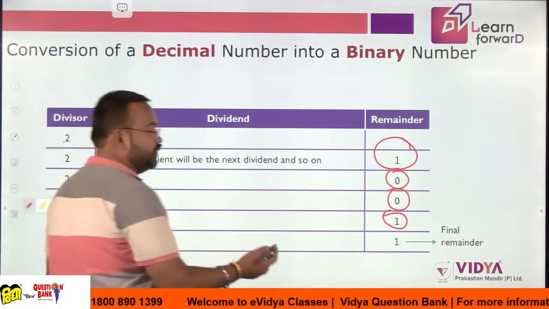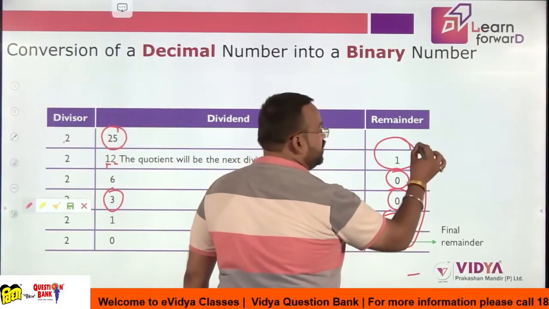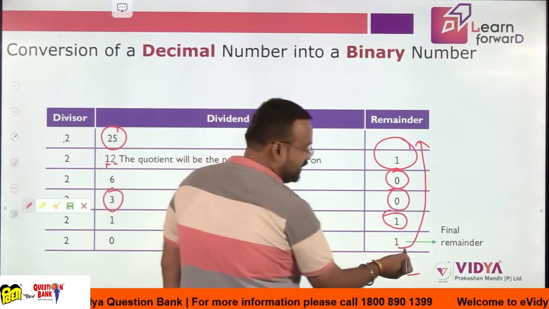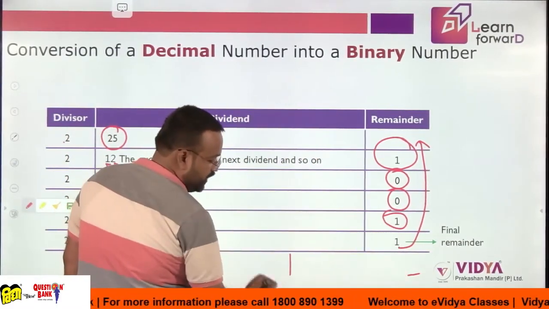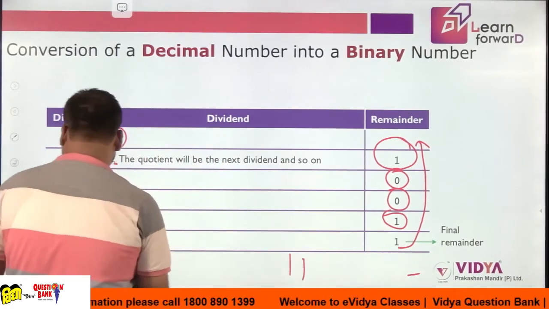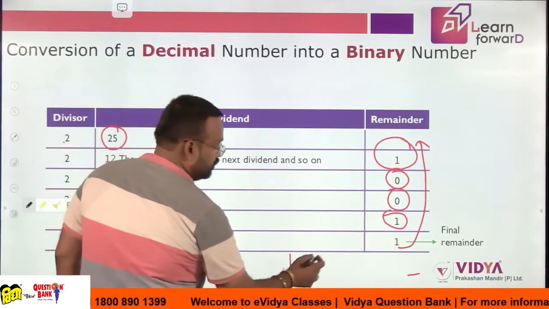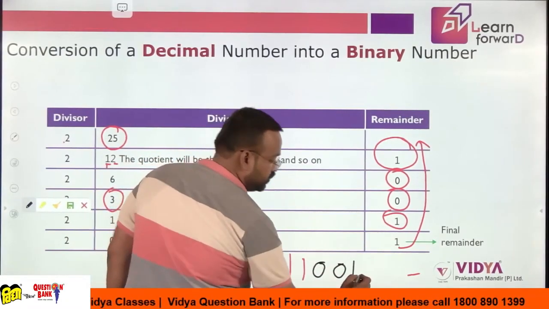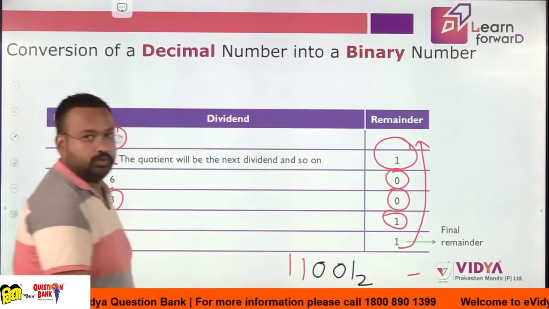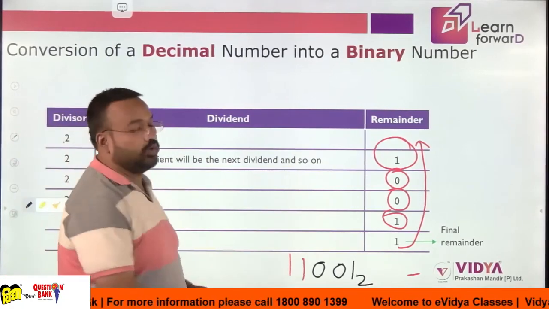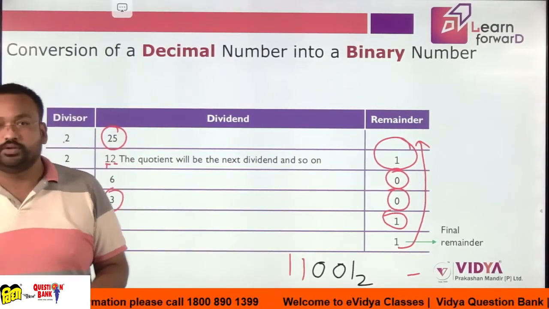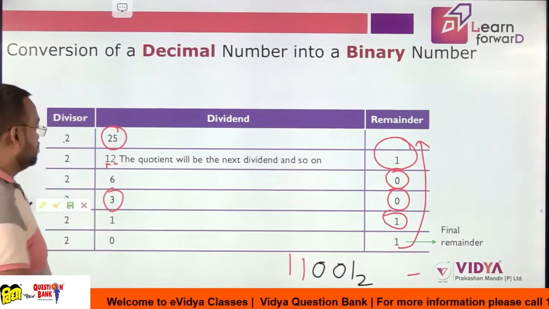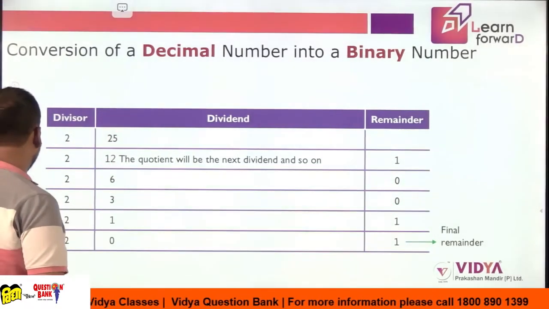Now what you have to do is write your number in reverse order. So that means we will start writing from here. So 1, 1, then we would have 0, 0, 1. So base 2. So this would be your binary equivalent of 25. I hope it is clear to everyone. Let's see one more example on this.